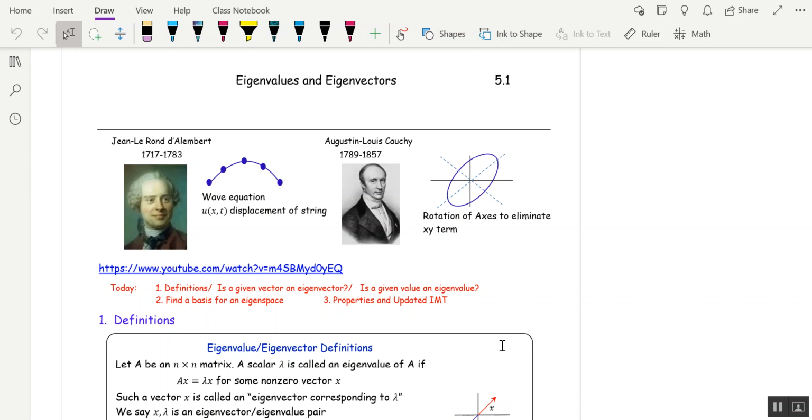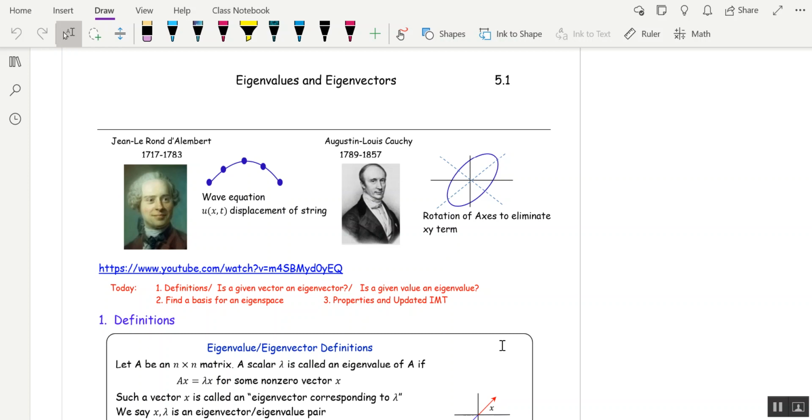D'Alembert used eigenvectors to solve problems involving a weighted string, and he had a system of 3 differential equations which he was solving. Eigenvalues and eigenvectors weren't called that at the time. In fact, we didn't even have matrices at the time, but he did use a form of those to solve his problem.